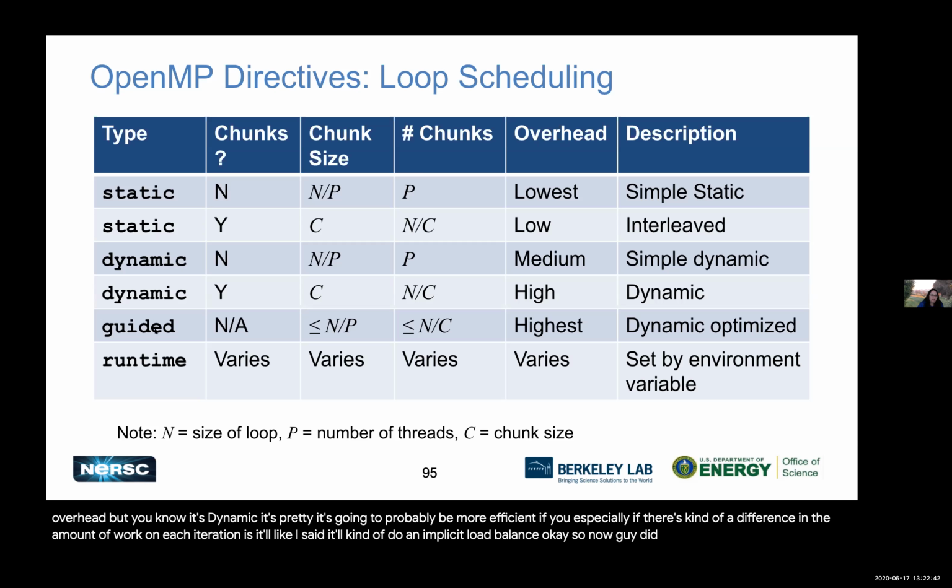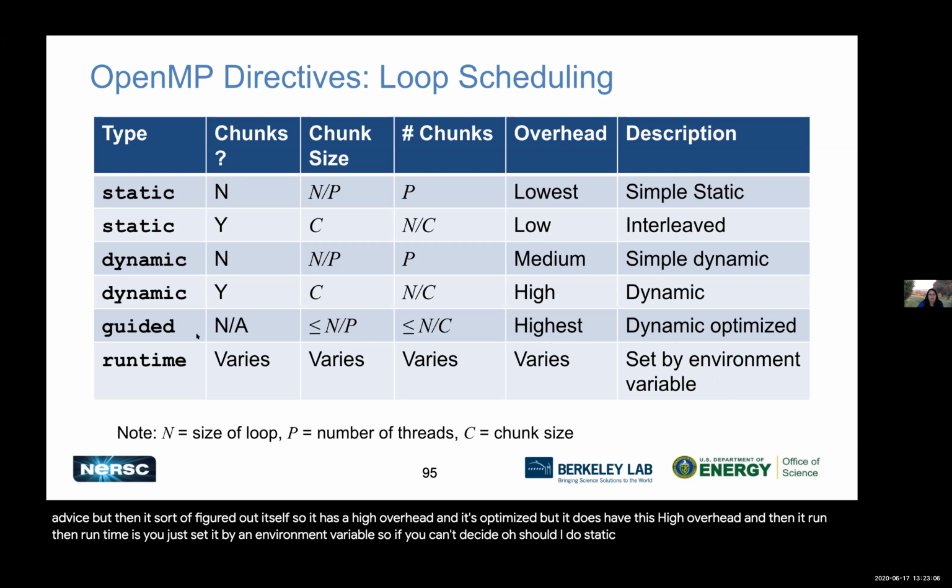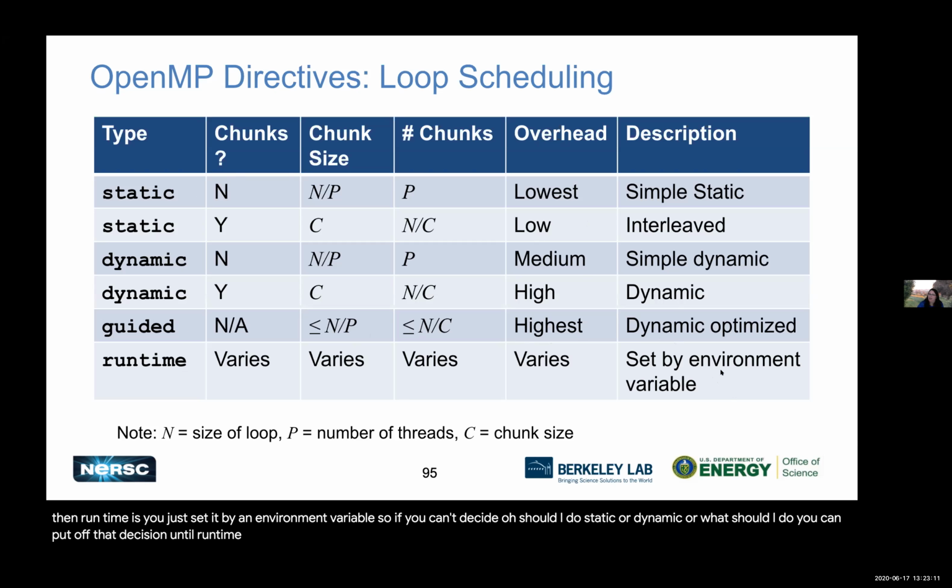Okay, so now guided. This is where you kind of give it advice, but then it sort of will figure it out itself. So it has a high overhead, and it's optimized, but it does have this high overhead. And then runtime is you just set it by an environment variable. So if you can't decide, should I do static or dynamic, or what should I do? You can put off that decision until runtime, and you can do it differently on different machines or in different cases. Just set it with the environment variable.